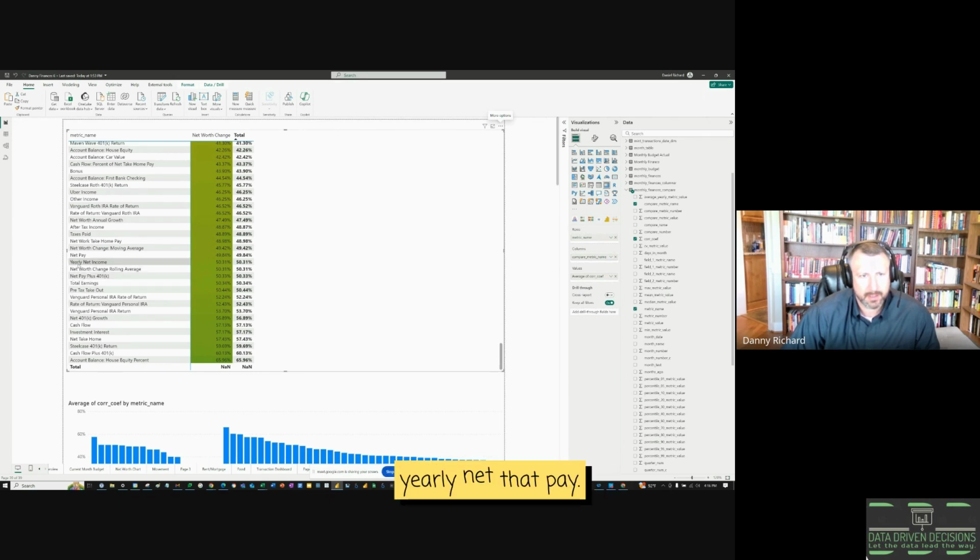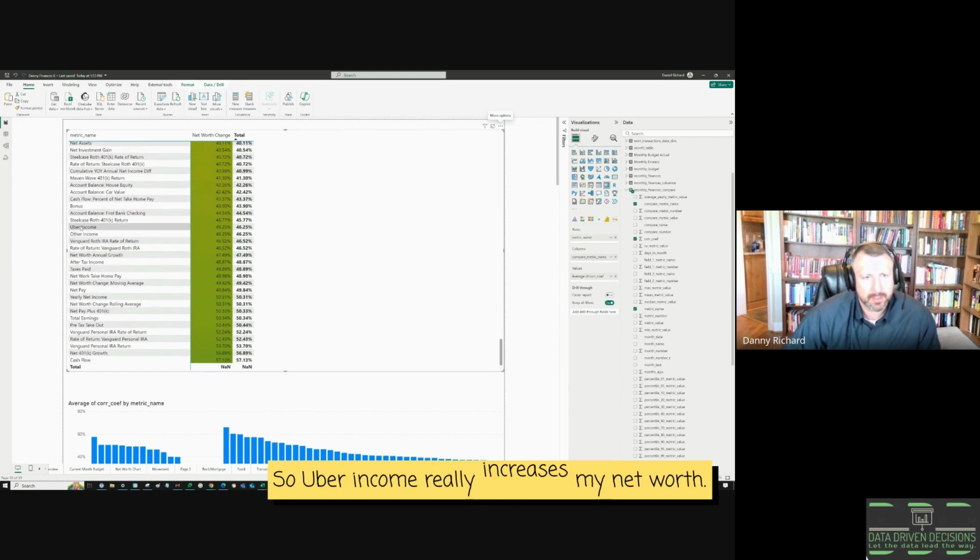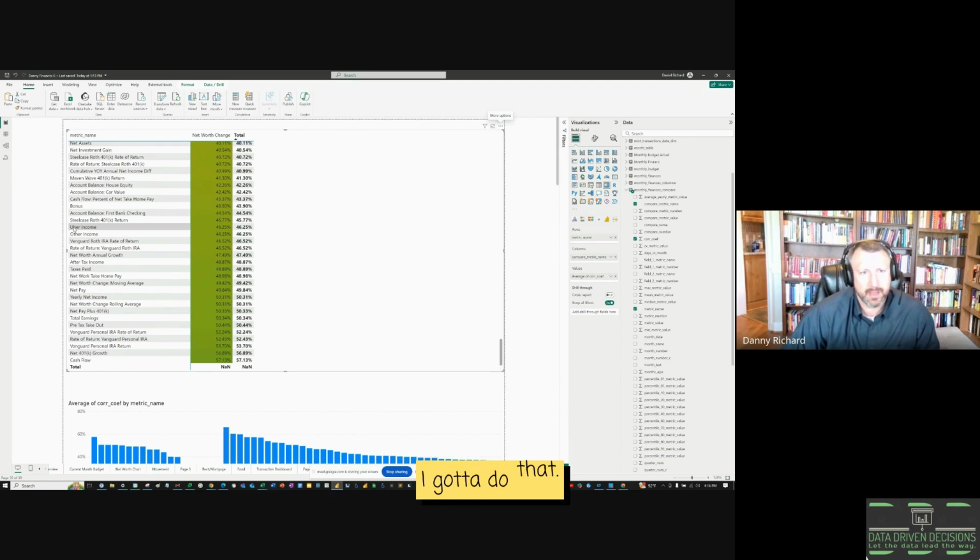Yearly net pay. Let's look at the weird one. So Uber income really increases my net worth. I got to do that. Of course, the bonus.